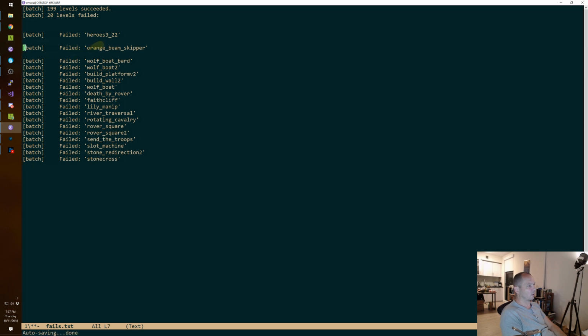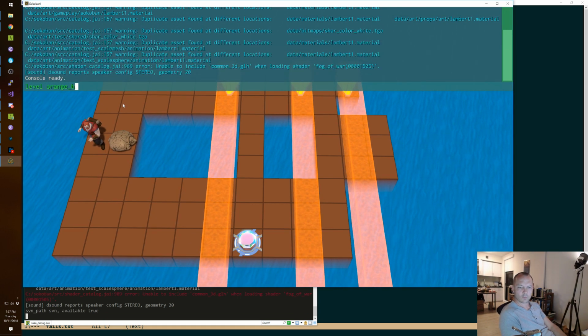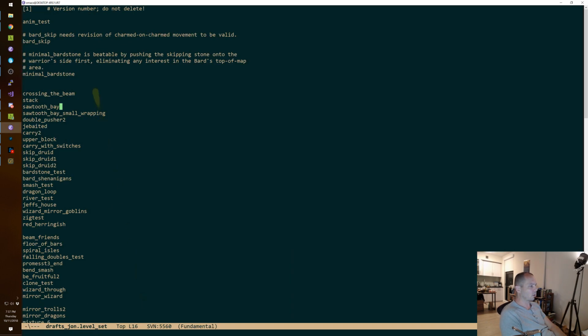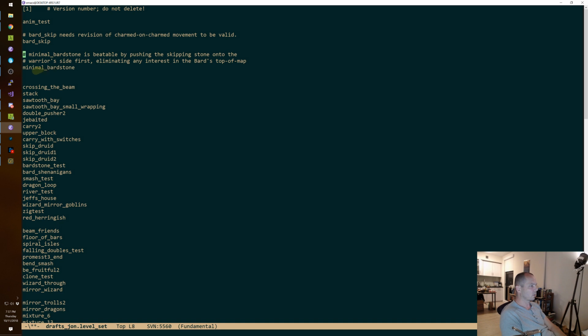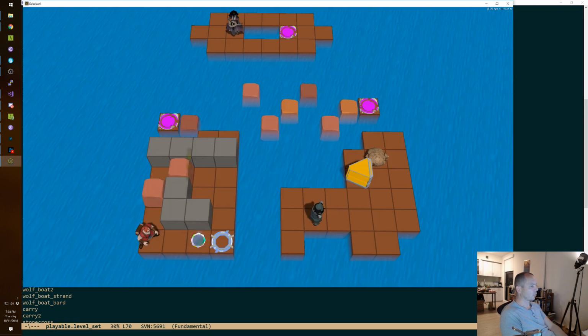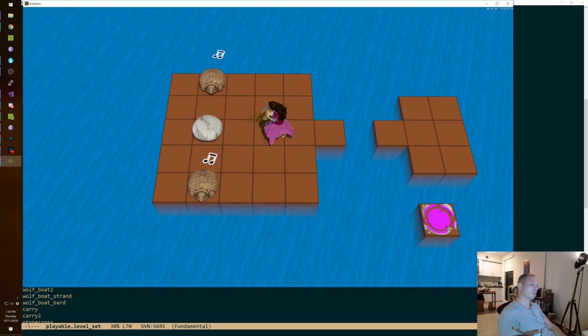Okay. Orange beam skipper. The hell is that? Oh, that's this one. Wait. I did the wrong thing. That's supposed to be orange beam skipper. Playable. Okay. What's minimal bardstone? Oh, this one. Well.